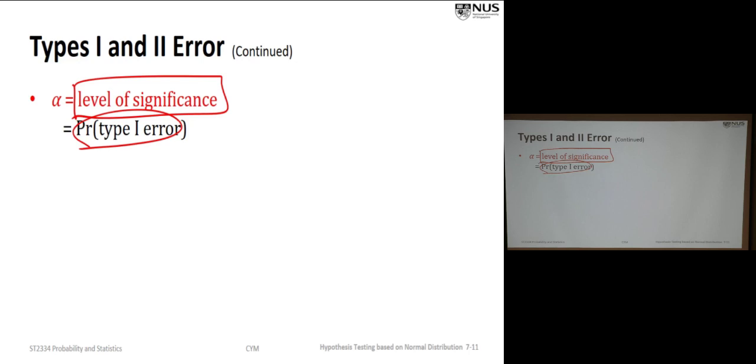I can make a decision without committing a type 1 error. No matter what I see in the sample, my decision is that I do not reject the null hypothesis. Then I won't make any mistakes. Am I right? So let's go back to the example.